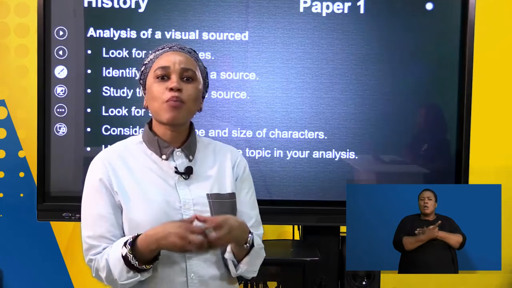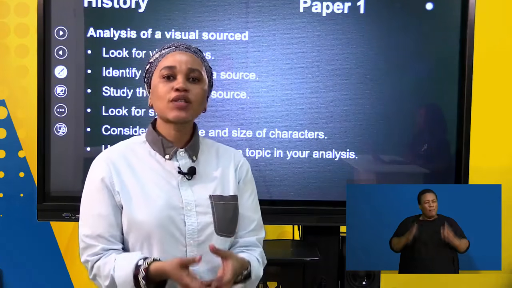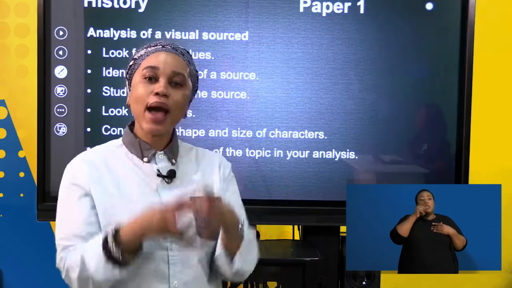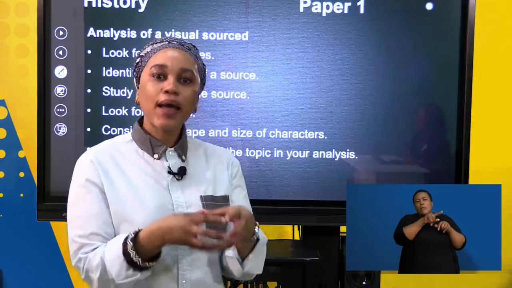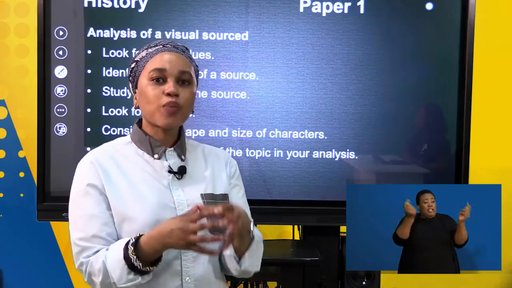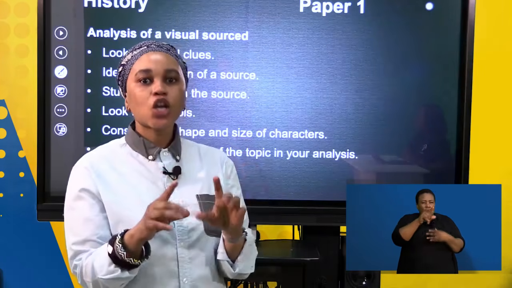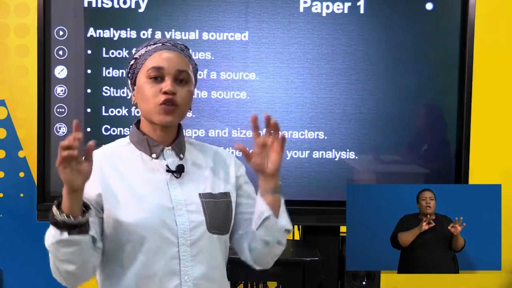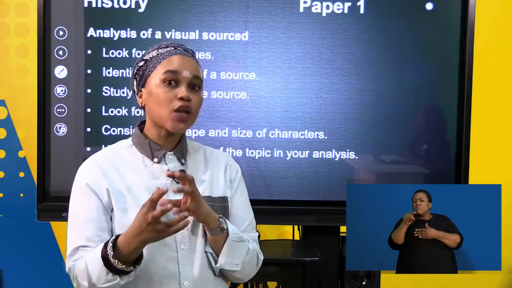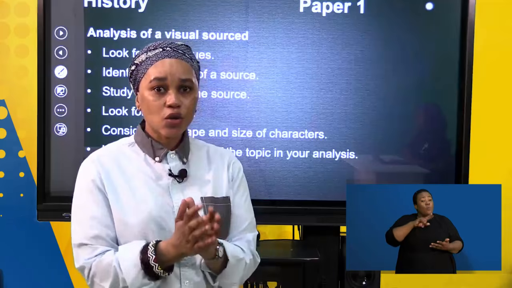You need to look at the body language as well, because the body language helps you understand what was going on and how the people were feeling at that particular time when that event was taking place. So please look for all those things. You look at the surroundings. If you see people sitting, what are their surroundings? Because those things will tell you where the event took place.